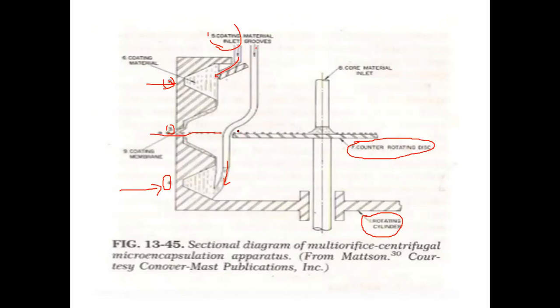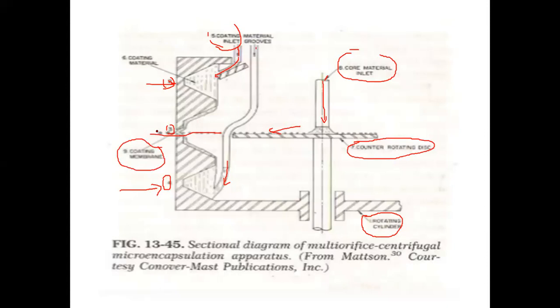Now, a counter rotating disc is mounted within the cylinder. This is the counter rotating disc which is mounted over the cylinder to atomize or disperse the core material fed to the centrally located inlet. This will be our core material inlet. So this will be our counter rotating disc through which whatever the core materials are travels, and these are the coating materials at the coating membranes where the coating is carried out.